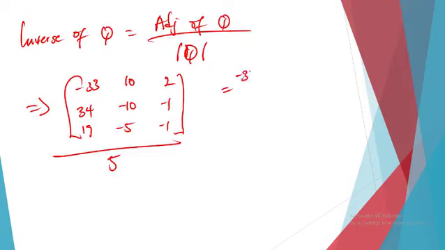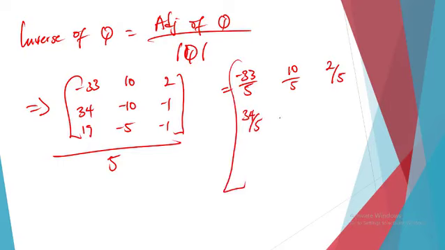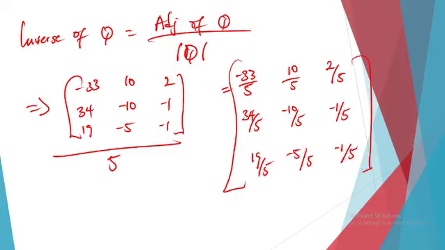And this is simply minus 33 over 5, 10 over 5, 2 over 5, 34 over 5. Remember there is a bracket. Minus 10 over 5, minus 1 over 5, 19 over 5, minus 5 over 5, minus 1 over 5. Okay? And then we have minus 33 divided by 5 will still remain minus 33 over 5.